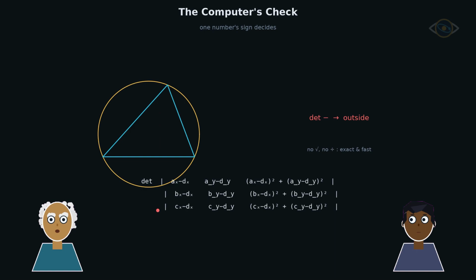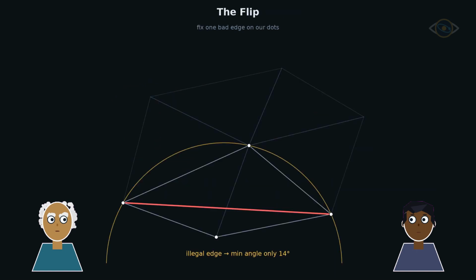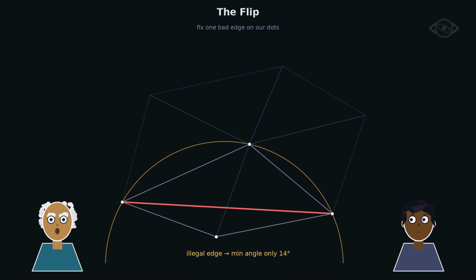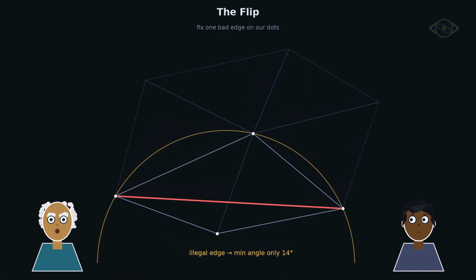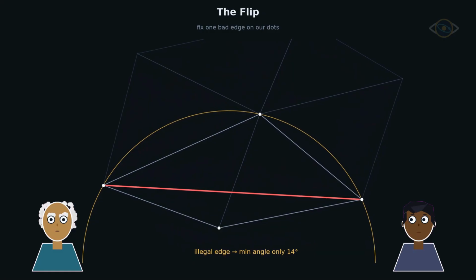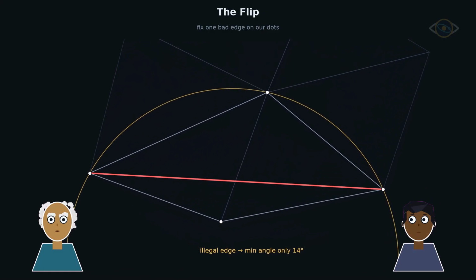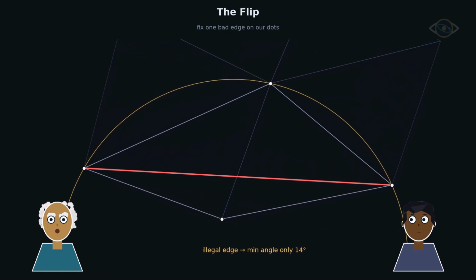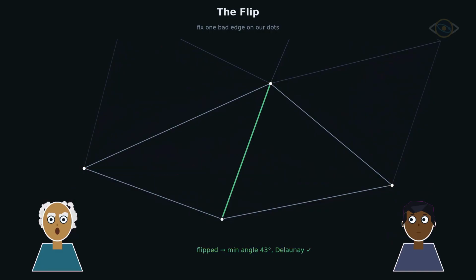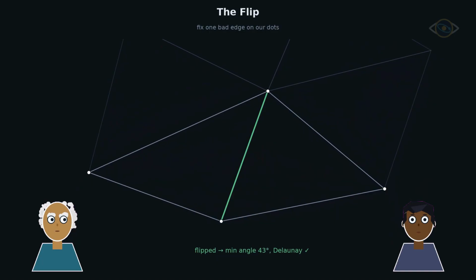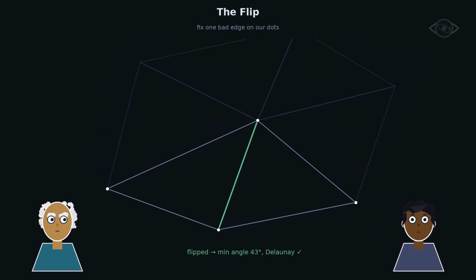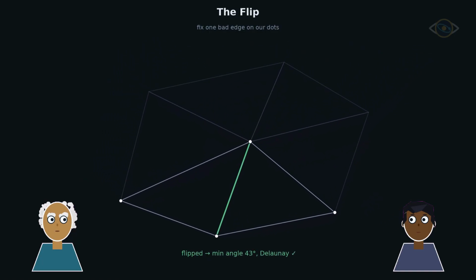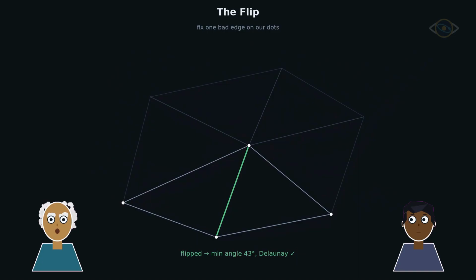Let's use it to fix a mistake. Take 2 triangles in our mesh that share an edge. They make a little 4-sided patch. Right now, the line splits it the wrong way, and the check says the opposite dot is inside. So flip it. Erase that line. 1 line out. And because empty circles mean fat triangles, the flip can only help. The skinniest angle gets bigger. So keep flipping every illegal edge. When there's nothing left to flip, you're done.